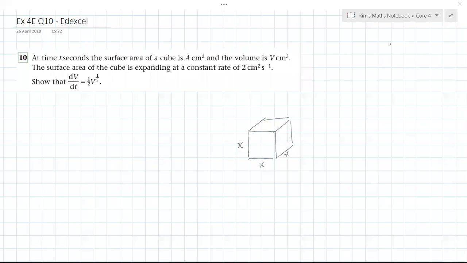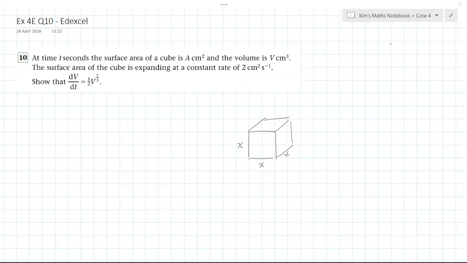This question is from exercise 4E question 10 from the Edexcel book. It says, at time t seconds, the surface area of the cube is A squared centimetres and the volume is V cubic centimetres. The surface area of the cube is expanding at a constant rate of 2 squared centimetres per second. Show that dV/dt equals a half V to the power of a third.